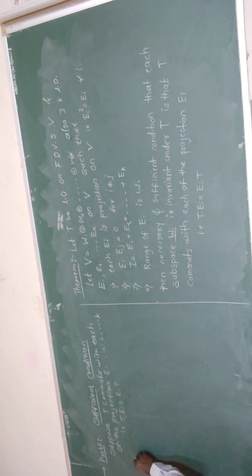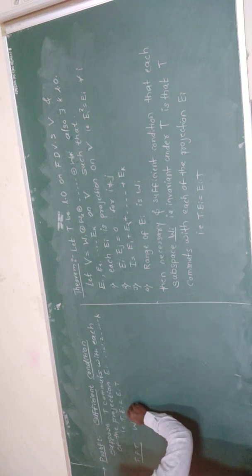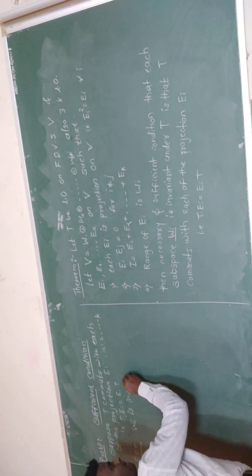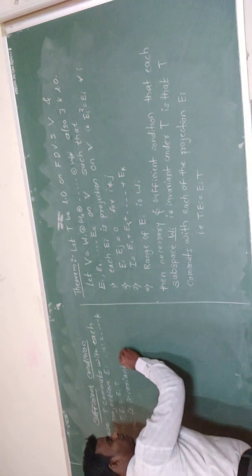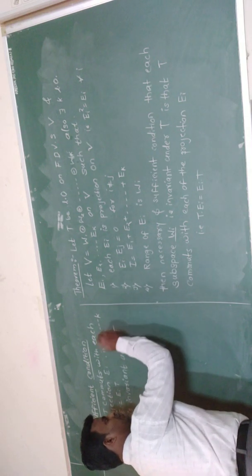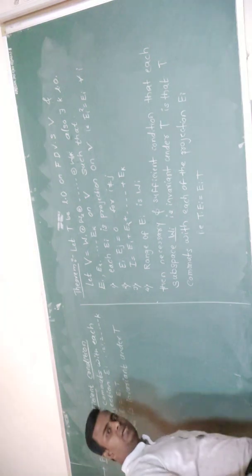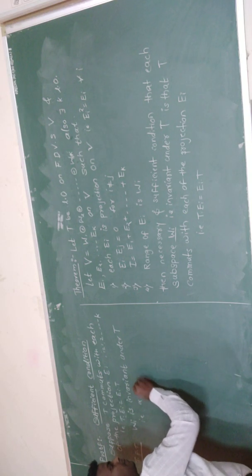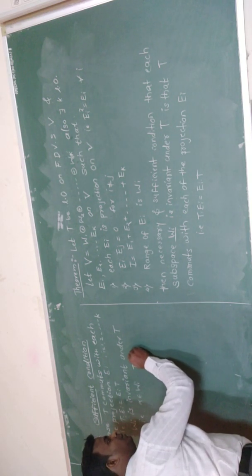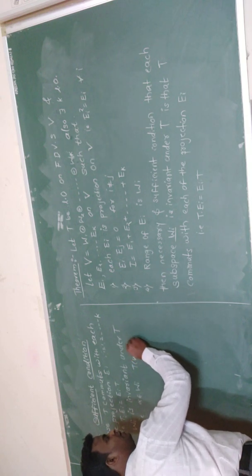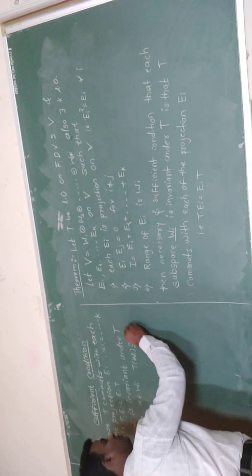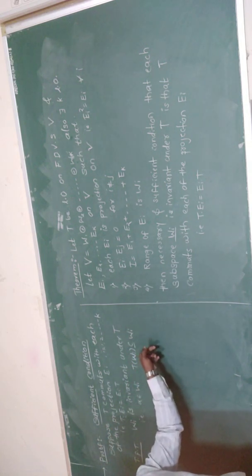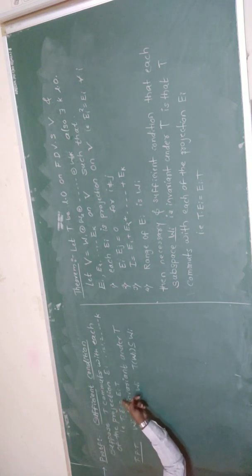What do we have to prove? Wi is invariant under T. That is, we have to prove T of Wi is contained in Wi, assuming T into Ei is equal to Ei into T.